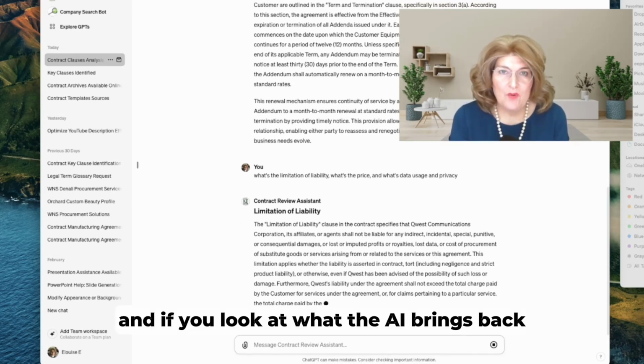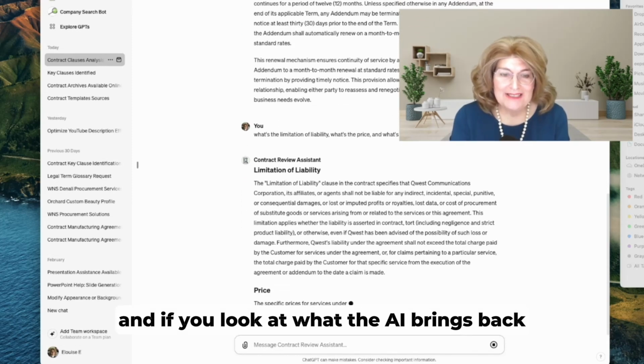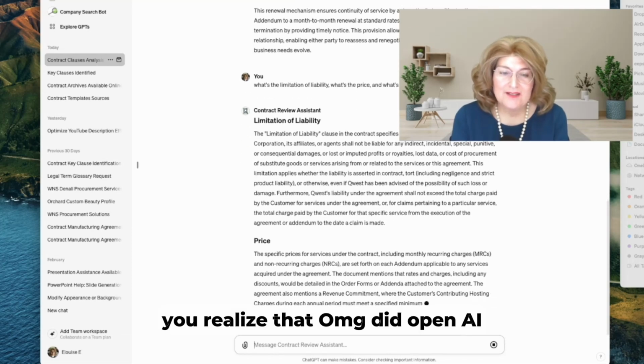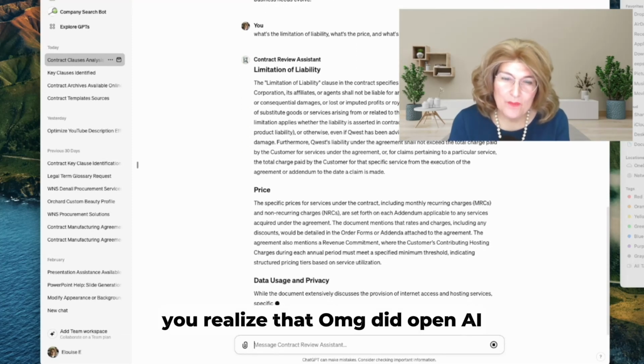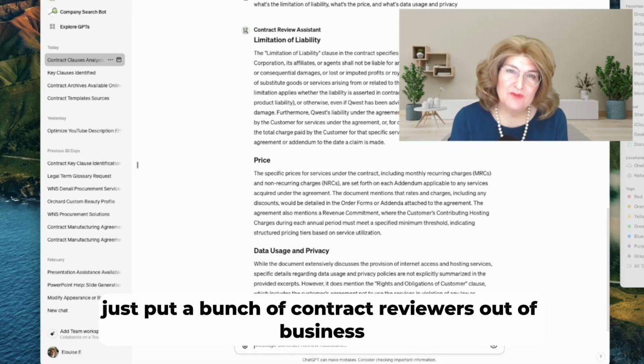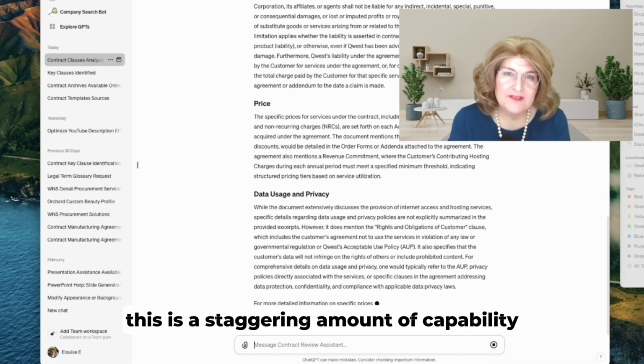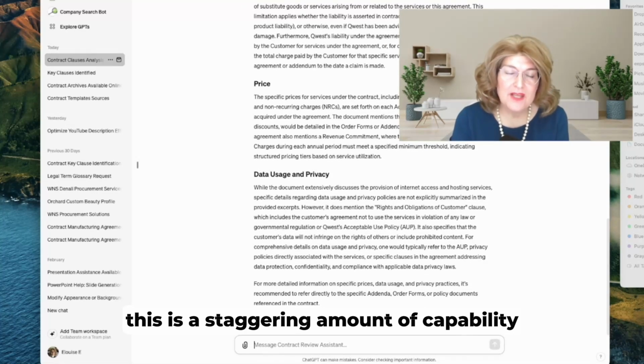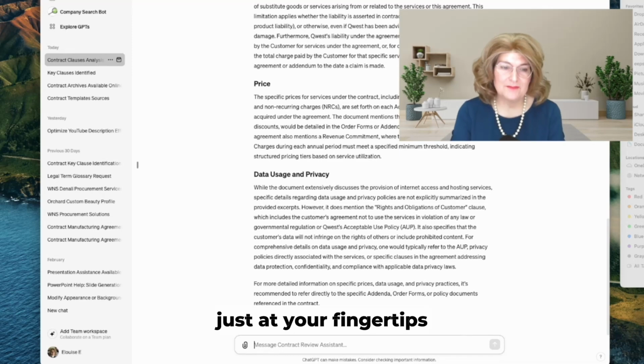And if you look at what the AI brings back, you realize that, OMG, did OpenAI just put a bunch of contract reviewers out of business? This is a staggering amount of capability just at your fingertips.